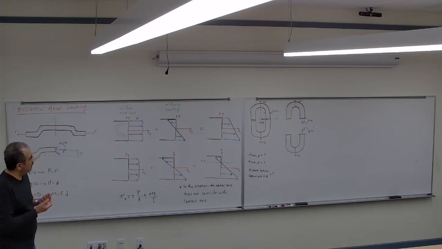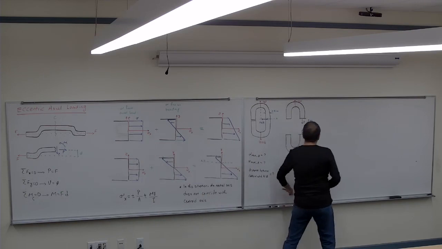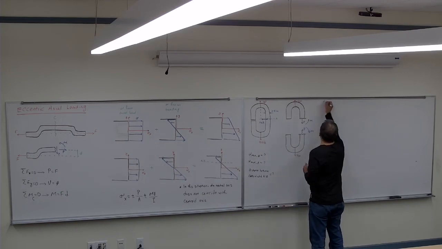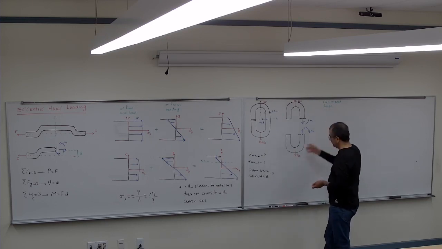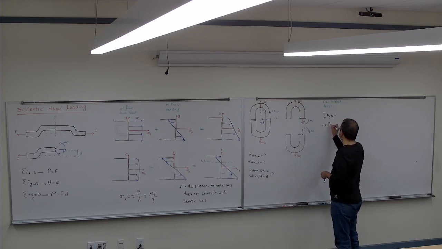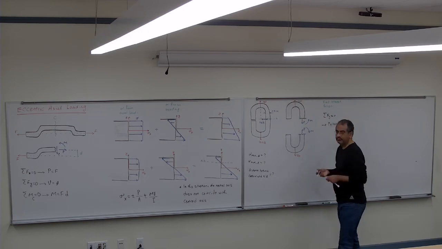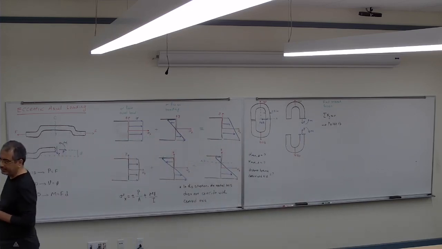So now first of all I have to find the internal forces. That's the first step that I want to do. If I write sigma Fy is 0, what I would get is P is 160 pounds. So I have 160 pound tensile axial force.